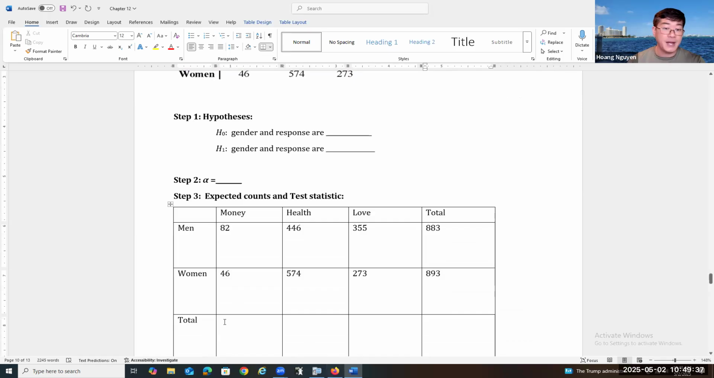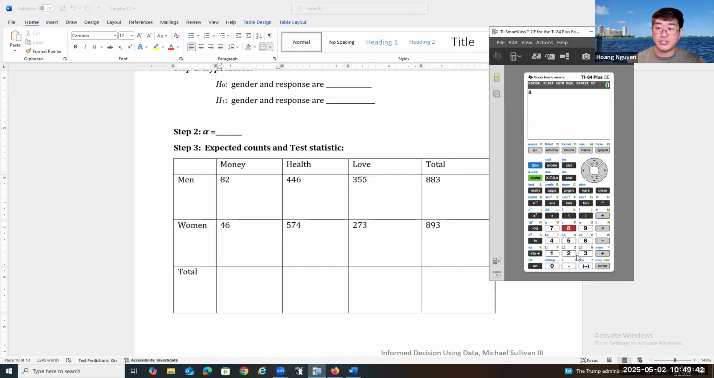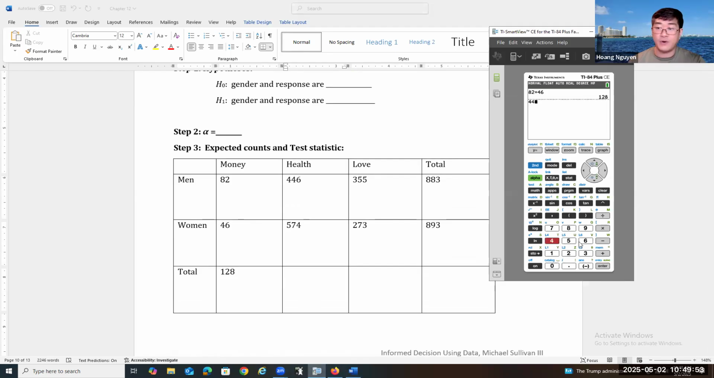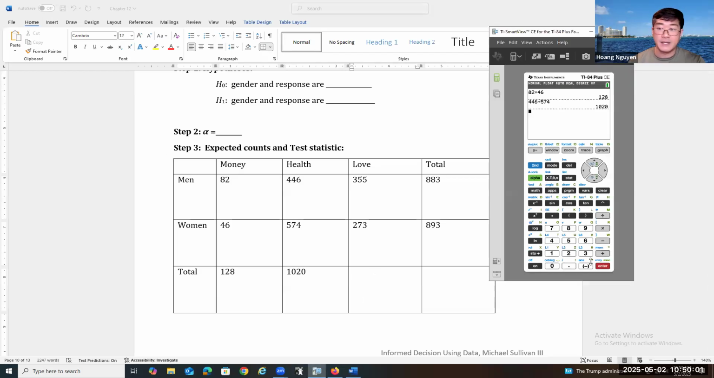Now for money, how many people selected money in total? We got 82 plus 46, that's 128. And for health, how many people selected health? 446 plus 574. That's going to be 1020. And then 355 plus 273, that's going to be 628.